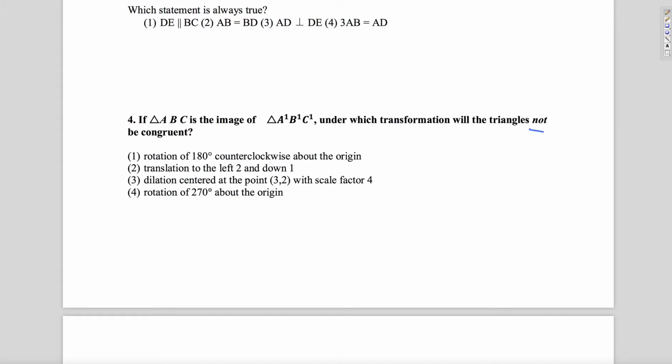So which one will not be congruent? Always the answer is a dilation. It's growing it.